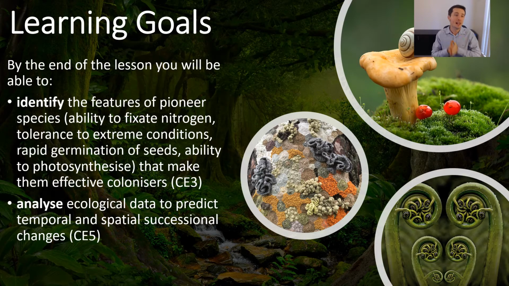So the first thing is to identify the features of pioneer species. And these include things like the ability to fixate nitrogen, tolerance to extreme conditions, rapid germination of seeds, and the ability to photosynthesise. Now, those specific features are things that make these pioneer species effective colonisers, and we'll look at why. The second one is to analyse ecological data to predict temporal and spatial successional changes. Now, I've kind of jumped over the fourth learning goal if you've looked, but I just think this flows better and leads in quite nicely from the other one there.